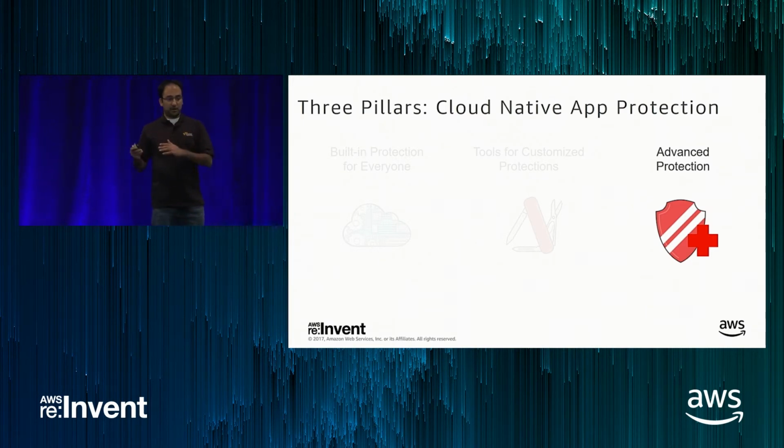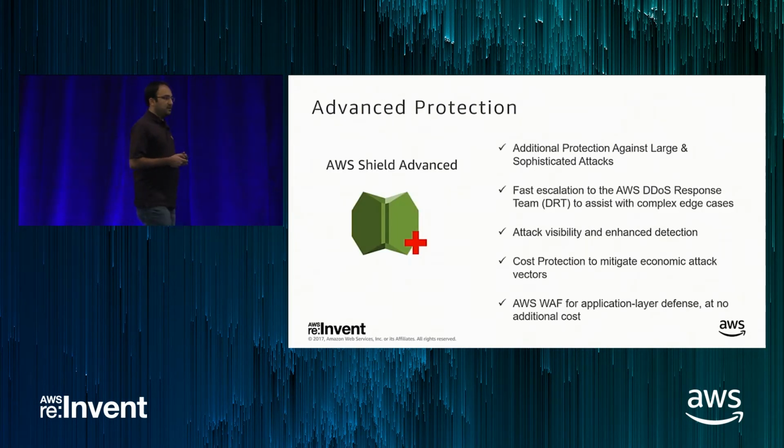Now let's move on to the third pillar. We talked about the built-in protections and some tools for customized protections and some advanced protection. Shield Advanced is an optional paid service. It's a managed DDoS protection service that provides you additional protections and capabilities in addition to Shield Standard.